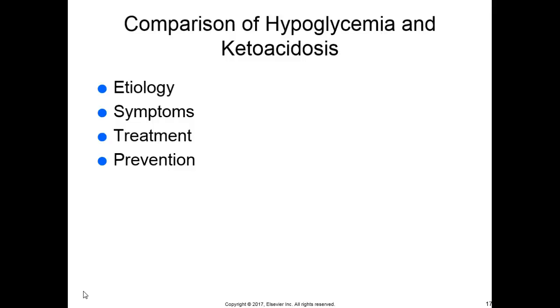Treatment is IV fluid with insulin to correct the electrolyte imbalances, and in severe cases the patient is hospitalized until they're stable. Prevention is to take the correct dose of insulin, to consult a healthcare provider when ill, even for minor illnesses, and to follow a diet. Do not overeat and do not overload with carbohydrates.